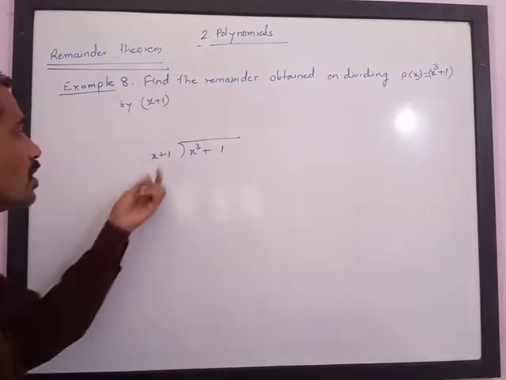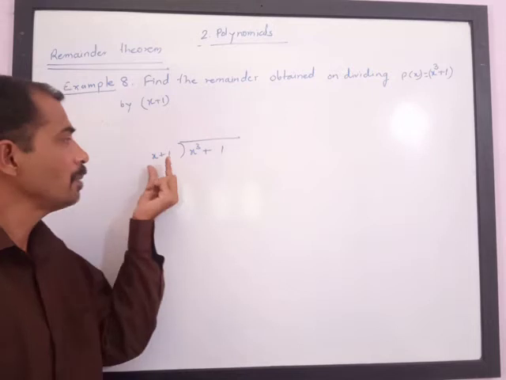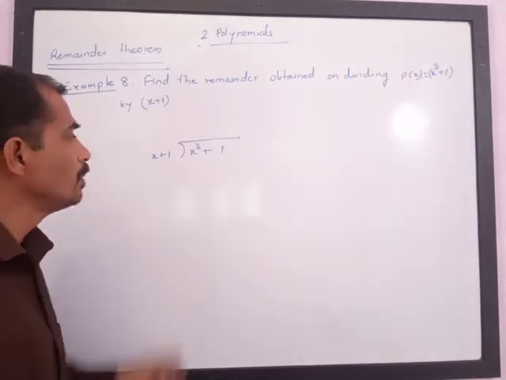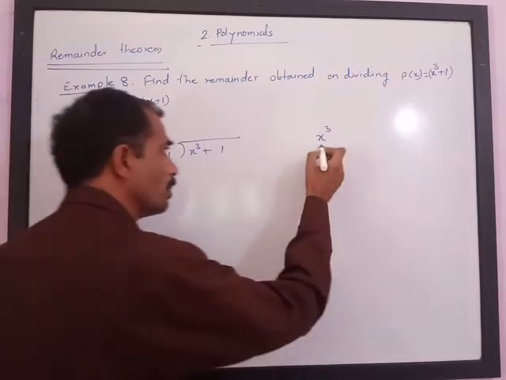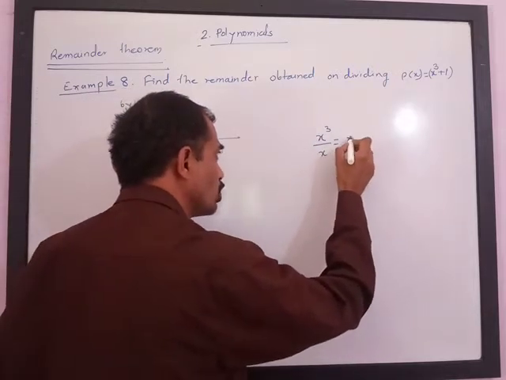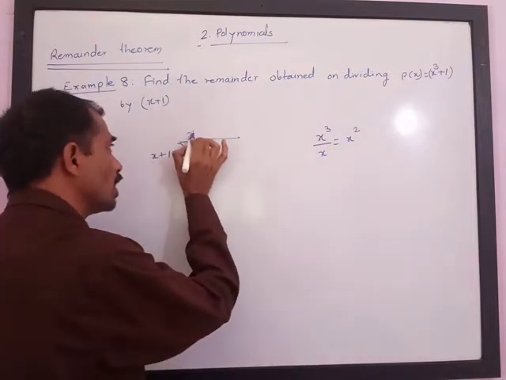Yesterday we have tried to solve some problems. If the concept is not clear, again pay attention. You will be able to solve. X cube, how we solve? Divide first term by first term. X cube divided by x, quotient is x square. So we write the quotient x square.